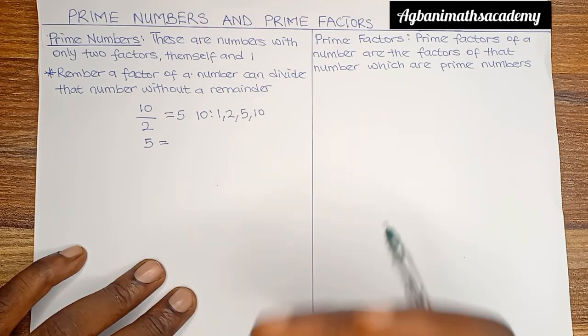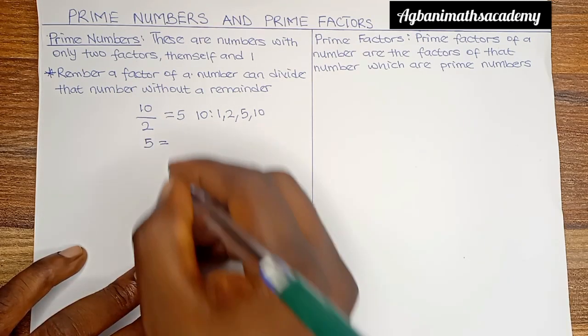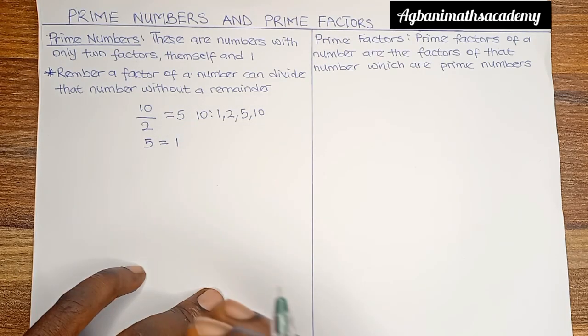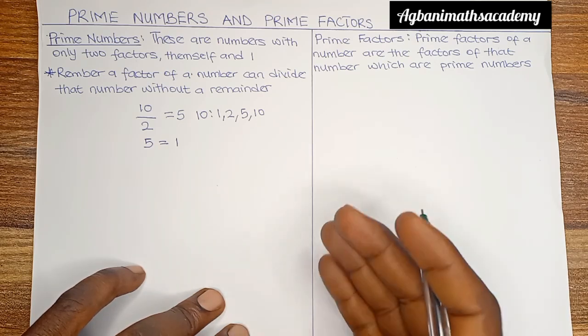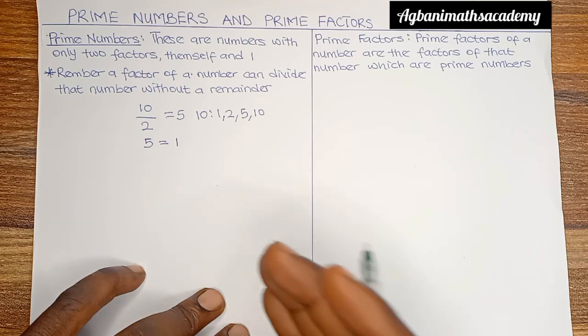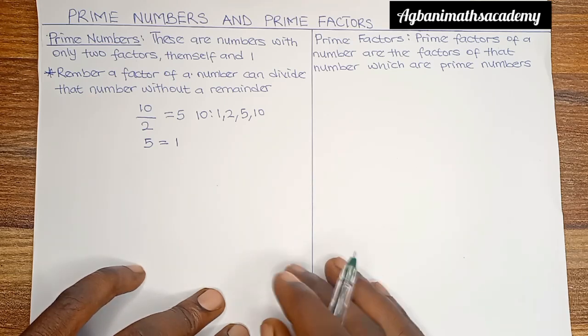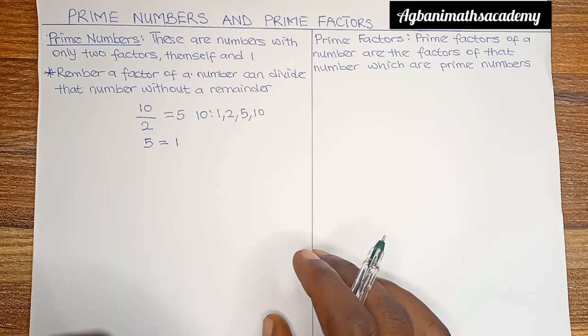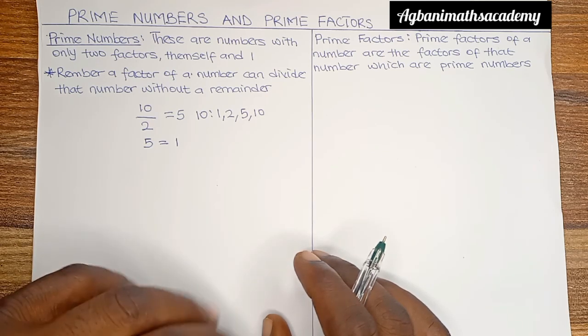What are the numbers that can divide 5 without leaving a remainder? Remember, the smallest one is 1. Let's step up a little bit to 2. 5 divided by 2 is going to give us 2 remainder 1. This means 2 is not a factor. What about 3? 5 divided by 3 is going to give us 1 remainder 2. 3 is not a factor. What about 4? 5 divided by 4 is going to give you 1 remainder 1. That means 4 is also not a factor of 5.